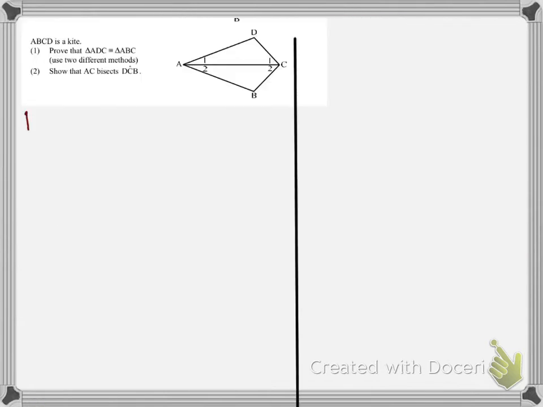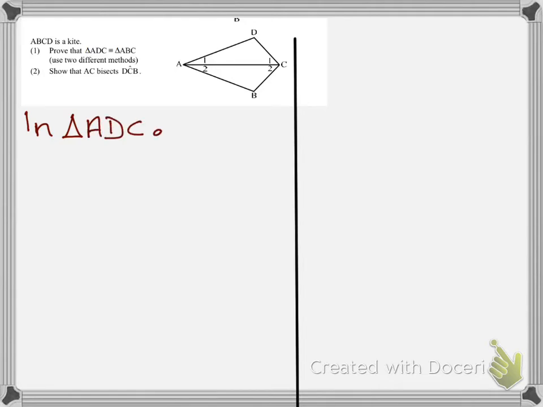So let's say you are given a problem. In this case, you are given ABCD is a kite. They say 1, prove that triangle ADC is congruent to triangle ABC. Use 2 different methods. So here you are asked to use 2 different methods. I'm going to use one, and the other one I think it's a given. You can do that. Right, let's do this.